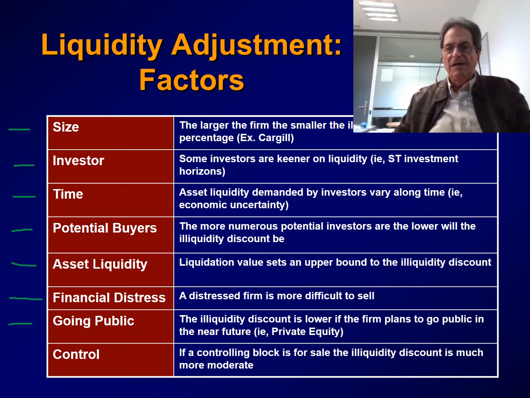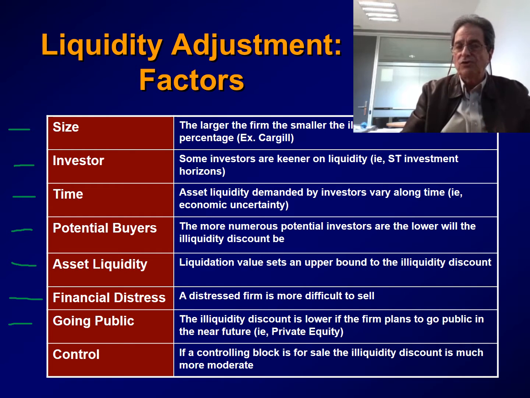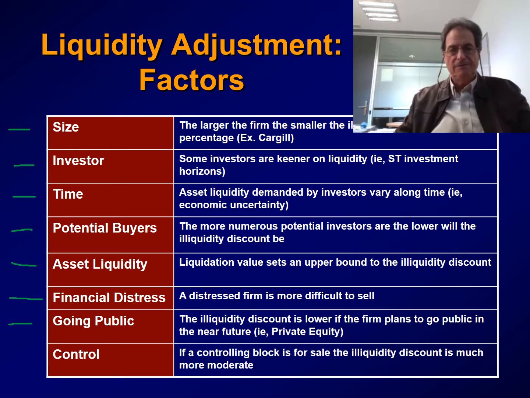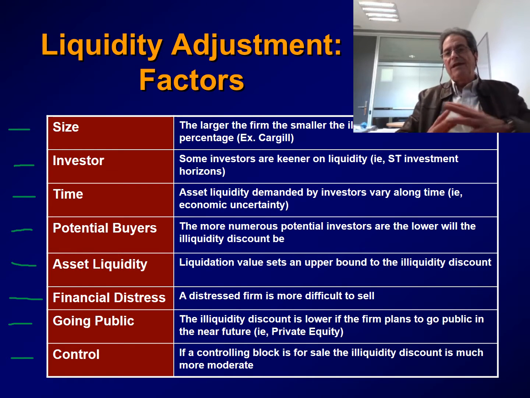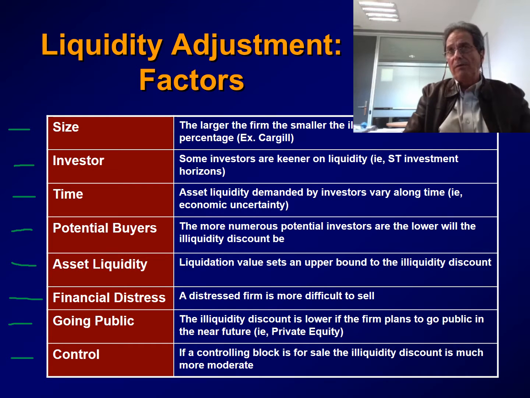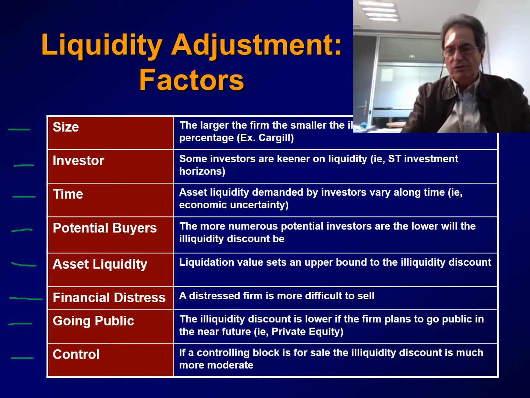Going public. If the firm we are analyzing is going to be traded soon in the stock exchange, it's going to become a public company soon in the near future, of course the liquidity discount will be less relevant and less important. And control. If a controlling block of the company's stock is for sale, then of course the liquidity discount will be lower because it is assumed that the people who are buying the control of the company will not be liquidating the stock in a near future.